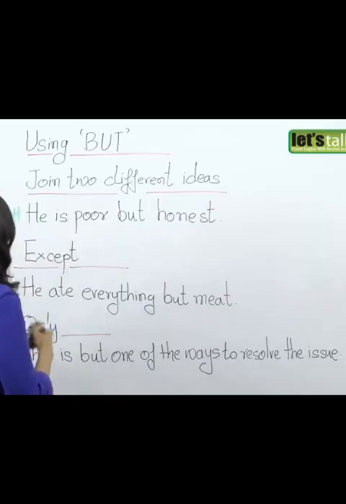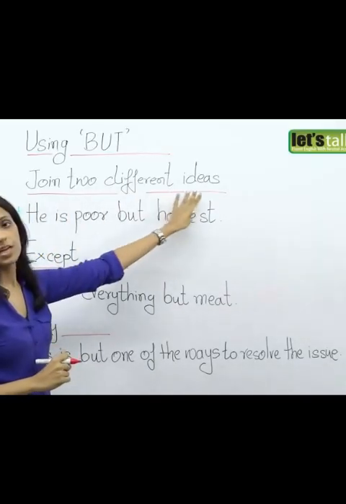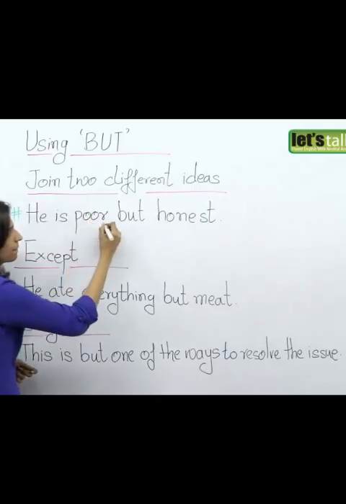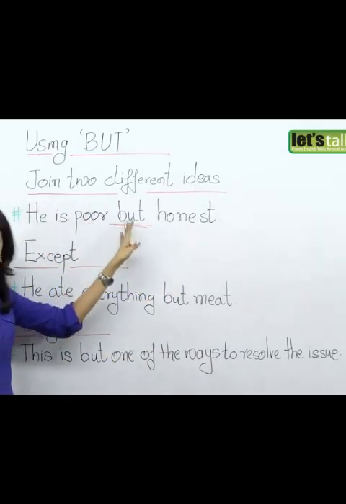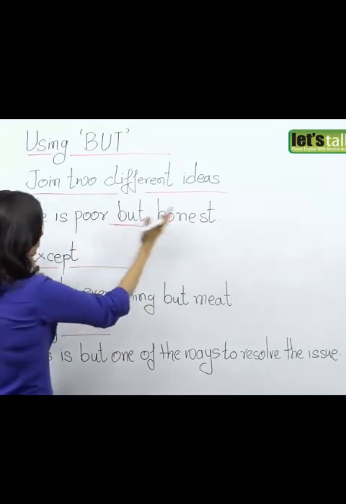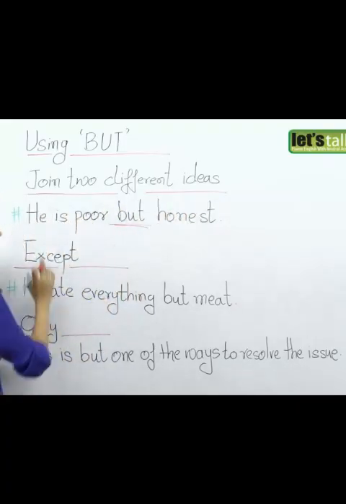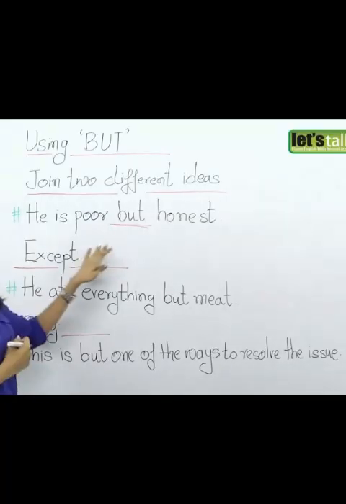Alright? In my first example here, but is used to join two different ideas. They may be totally different contradictory ideas. For example, he is poor but honest. Now, I can even say he is poor, full stop, he is honest. But when I make two sentences into one with two completely different ideas, I'll say he is poor but honest.